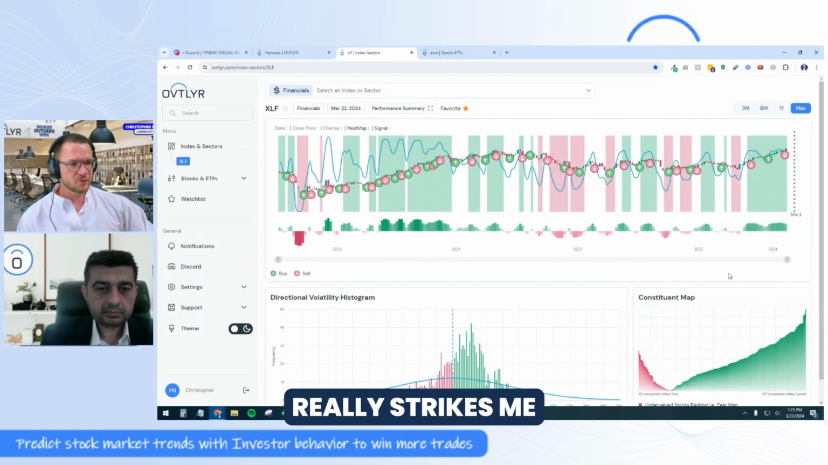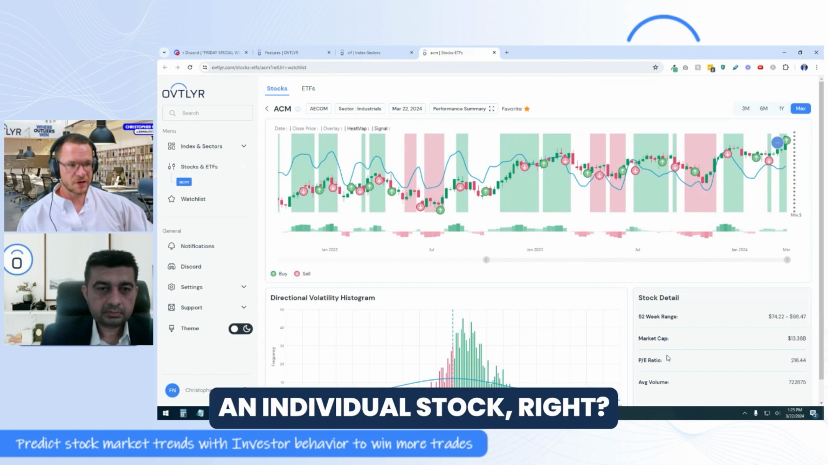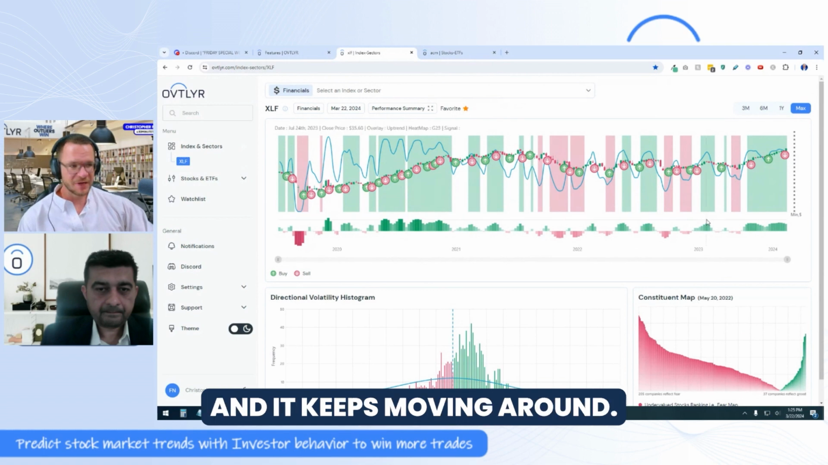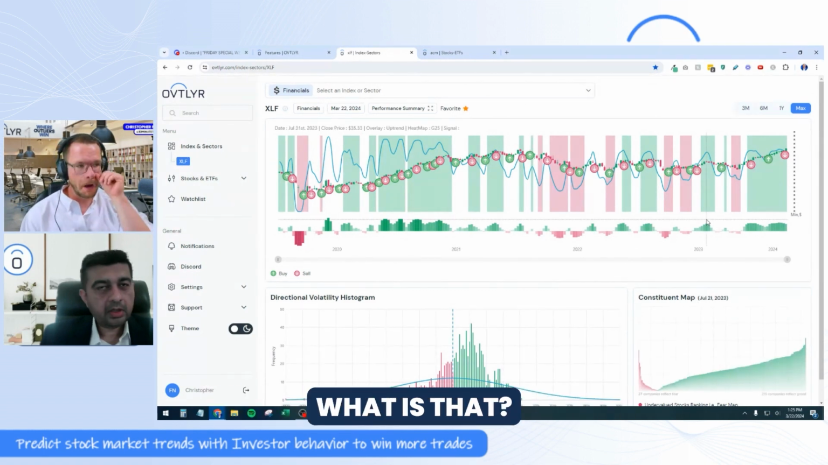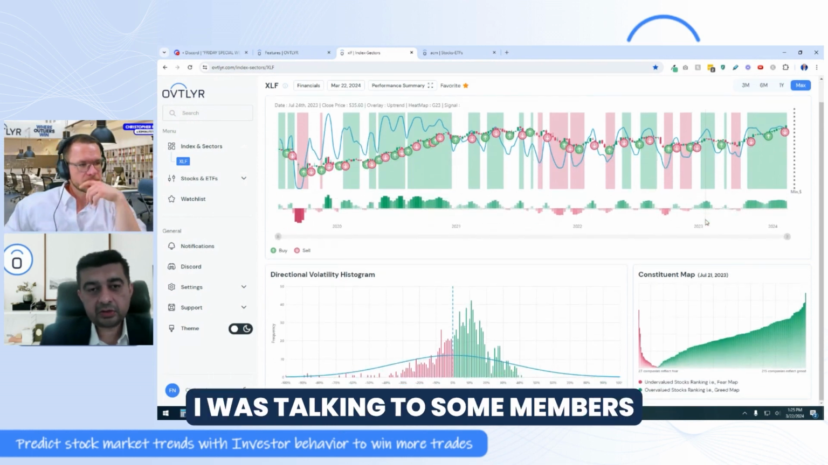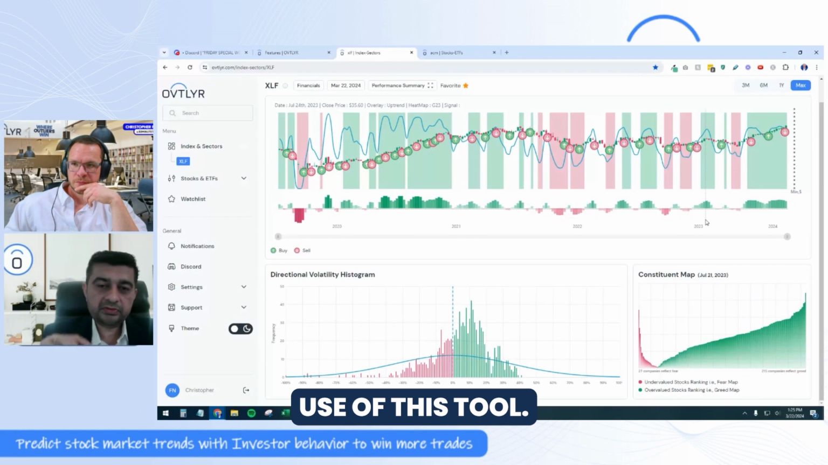One thing that really strikes me when we look at the index versus an individual stock, right? Down here in the bottom right-hand corner on the indexes, see this constituent map, and it keeps moving around. It keeps updating. What is that? Oh, this is so useful. And I have noticed, I was talking to some members and literally, they were not making use of this tool.